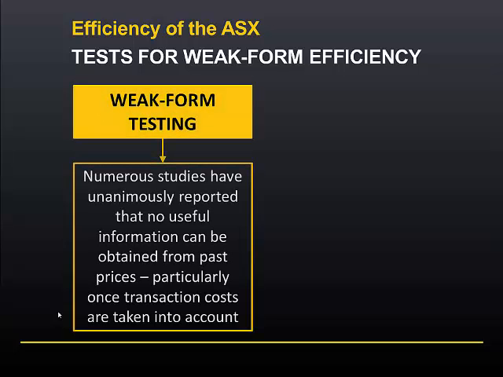Testing for weak form efficiency in the ASX, numerous studies have unanimously reported that no useful information can be obtained from past prices, particularly once transaction costs are taken into account. Even if there are situations where statistical testing or technical analysis indicates that we might have more than a 50% chance of predicting the next price movement, it would require a large number of trades to take advantage of this, and the transaction costs would eliminate the potential abnormal return.